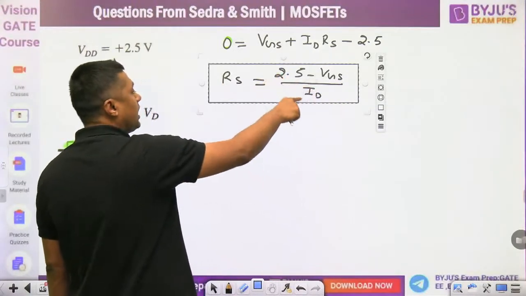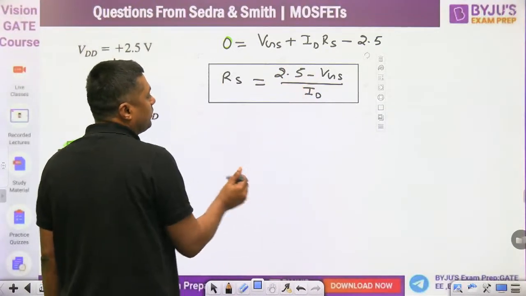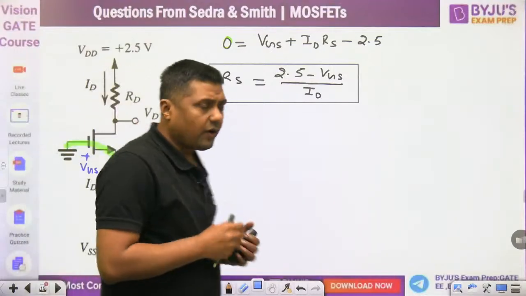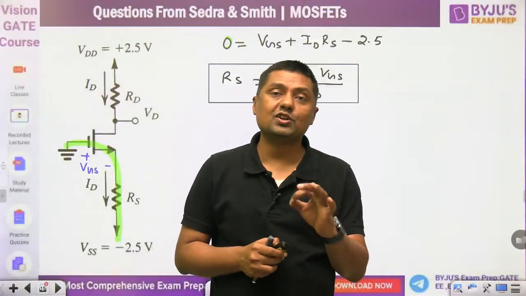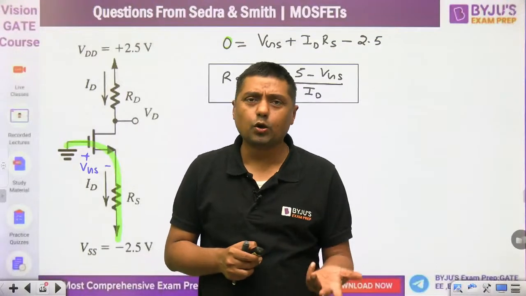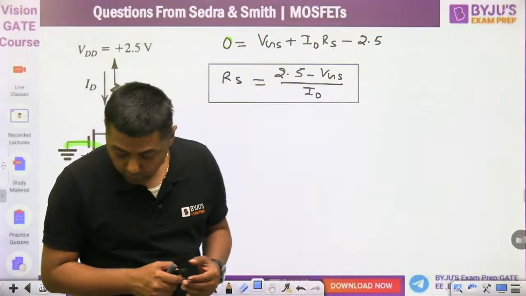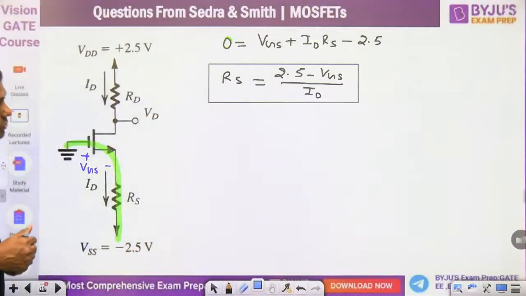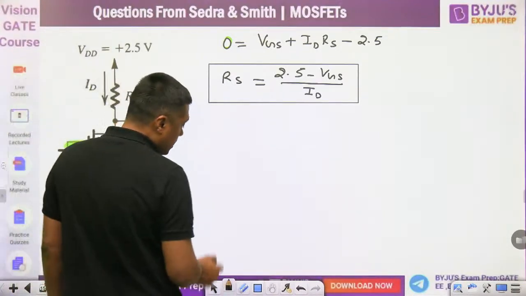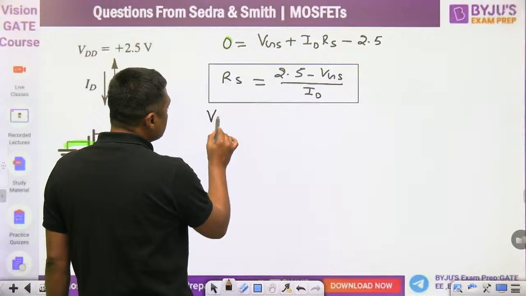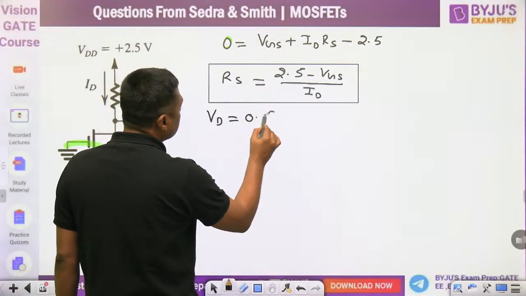Now in this question ID is known, 0.4, you have to find the VGS. But before finding the VGS, you have to find whether this transistor is in triode region or in saturation region. It is not in cutoff because there is current. So how can we find whether it is in triode region or saturation region? Always watch the value of VD here. The VD is given in the question, 0.5 volt.